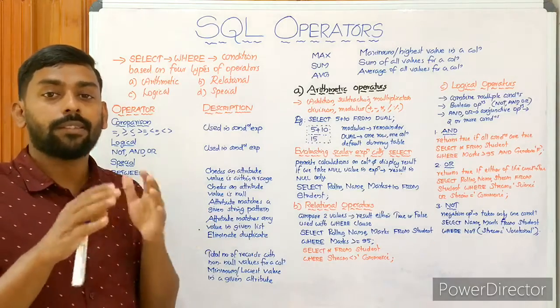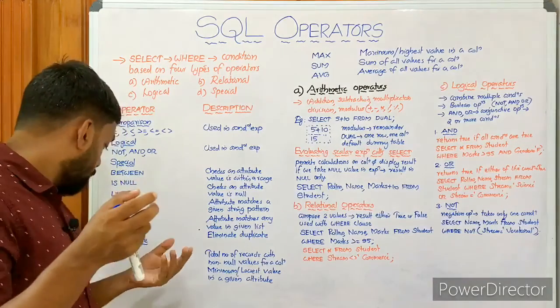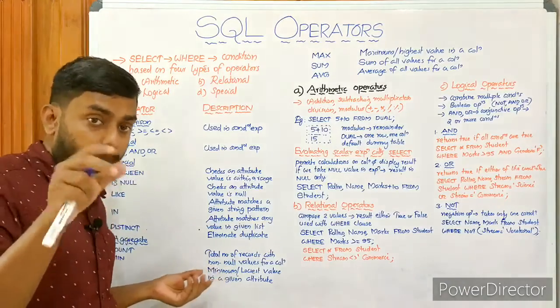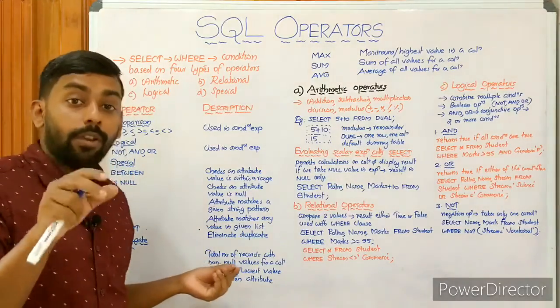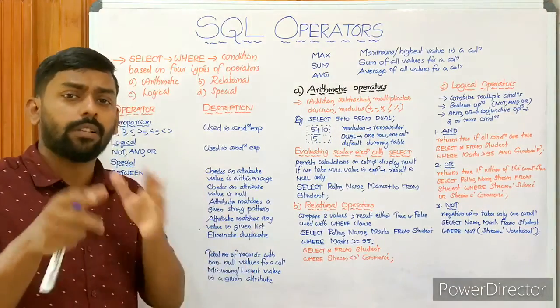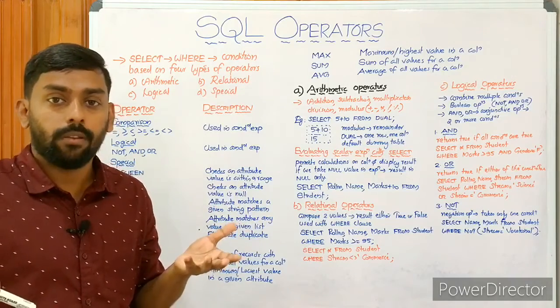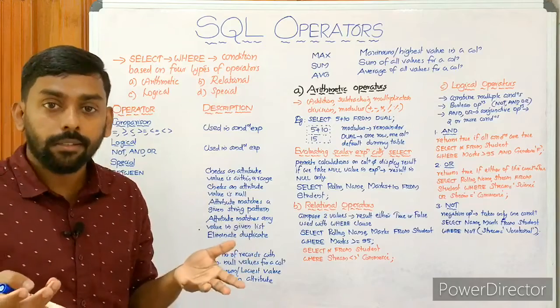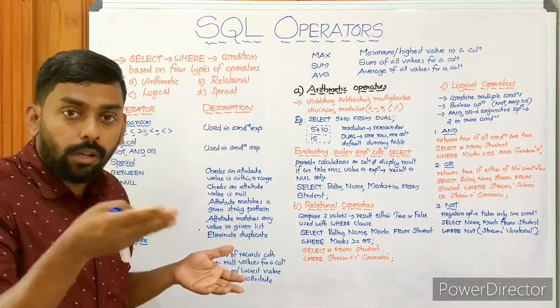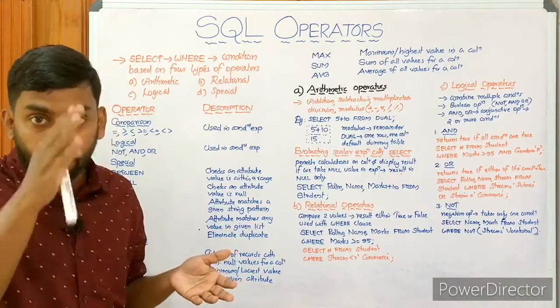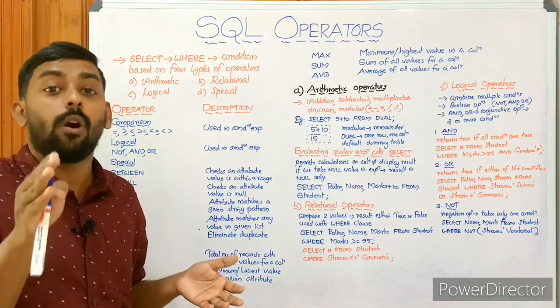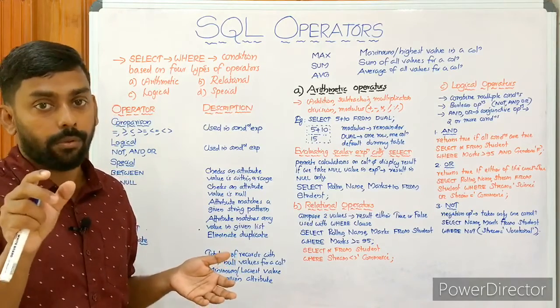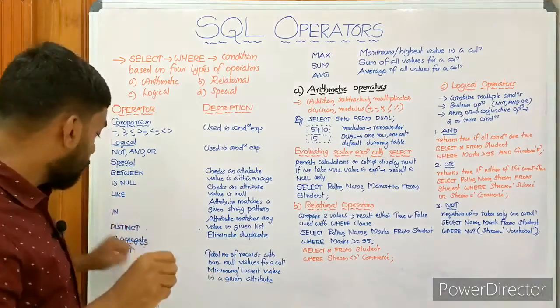For example, select star from student, or select min of marks from student. If the minimum, lowest marks is 80, it prints 80. It goes through all the attributes in that particular column and returns the lowest value, or the minimum value. Hope you get it. So that's what minimum is.